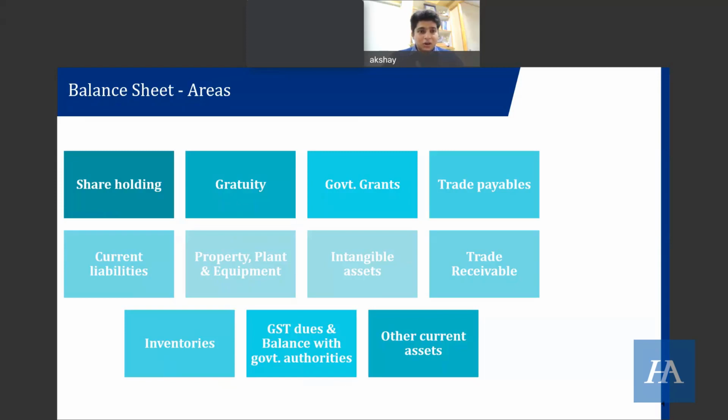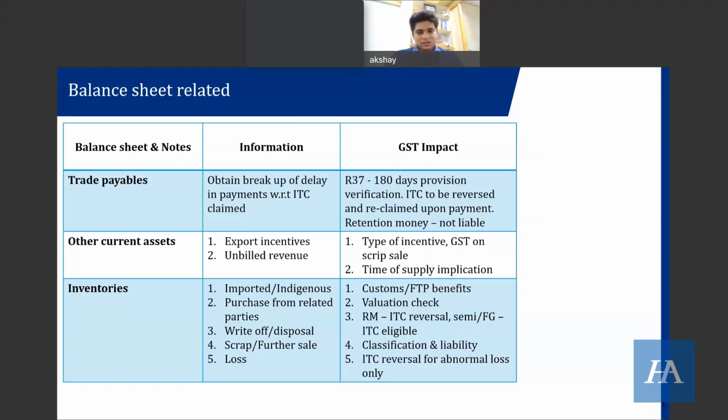Now, these are not all the areas under the balance sheet. These are only such areas which may have an indirect tax impact. So this is just to give you information on how one can view these impacts and identify the information that has to be collected against the same.